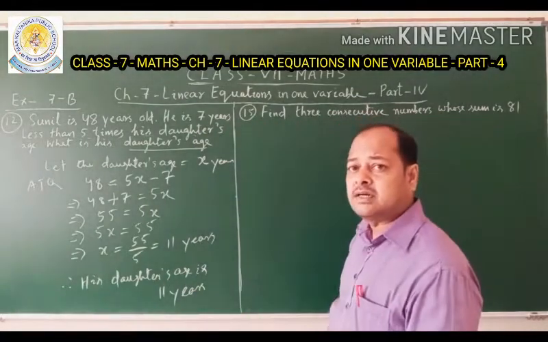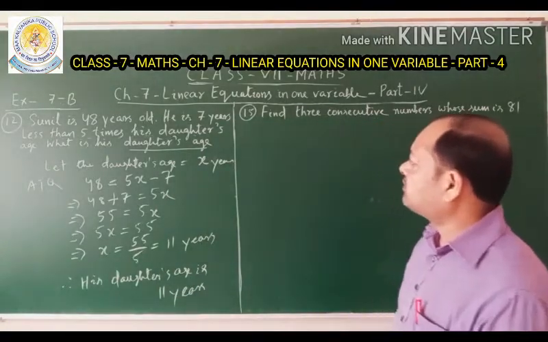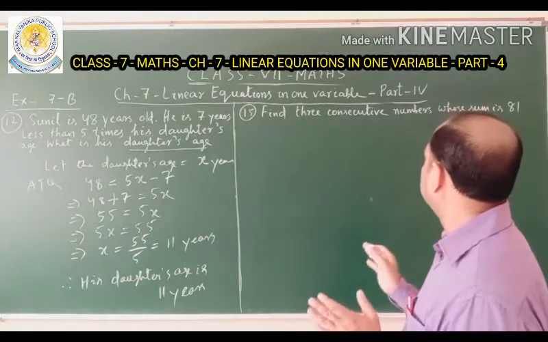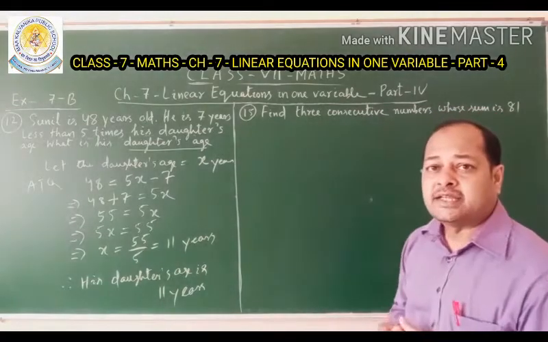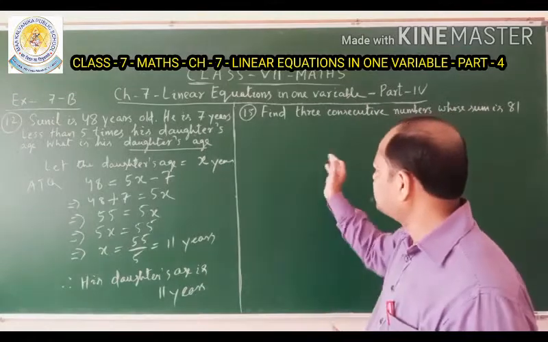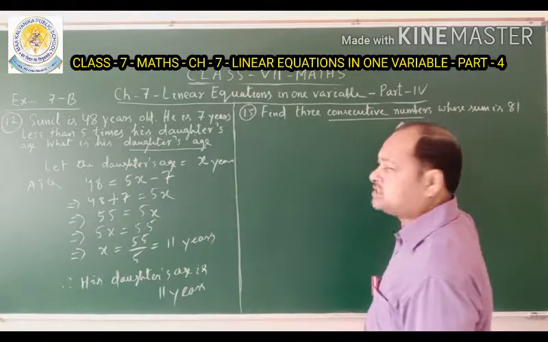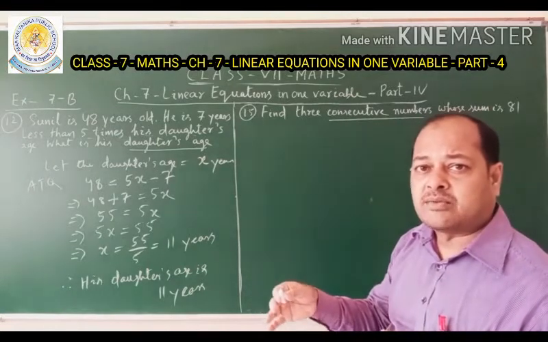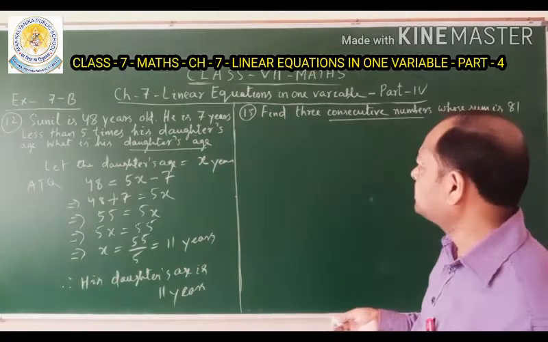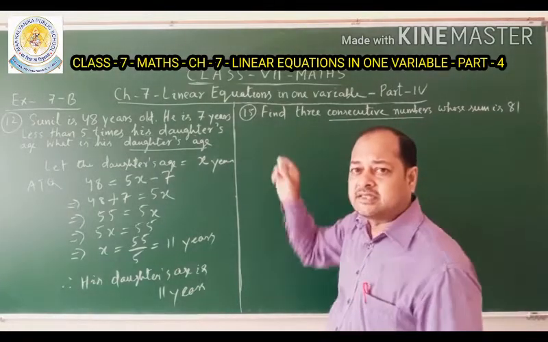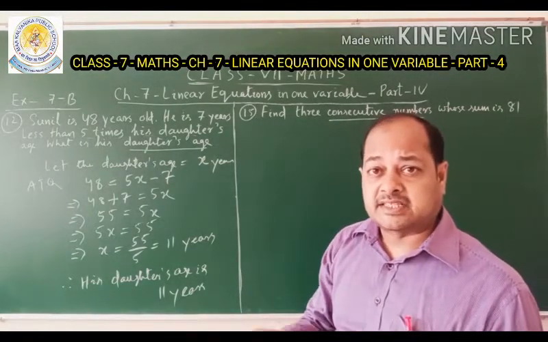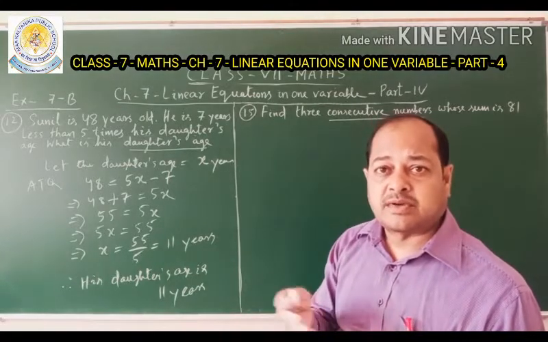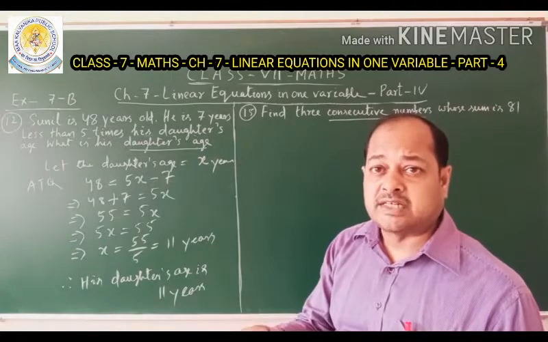Now look at question number 15. In question number 15, it says: find 3 consecutive numbers whose sum is 81. First try to understand what we mean by consecutive numbers. A consecutive number means the serial number, one by one, a nearby number we can say. So if a number is x, then what is its next number? Its next number will be x plus 1. If 1 is there, what is the next number? That is 2, meaning 1 plus 1 is 2. What is the next number of 2? That is 2 plus 1, 3.